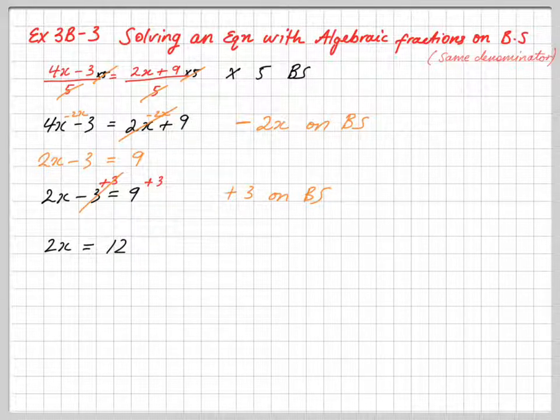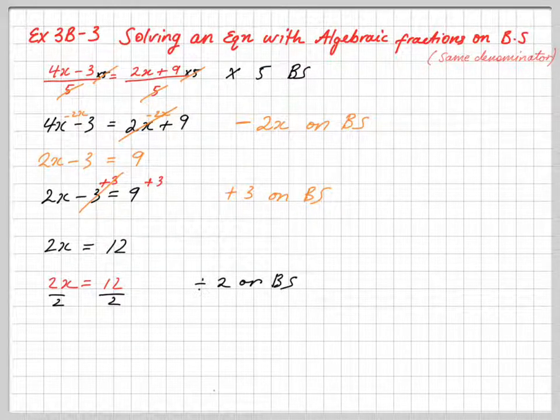But if we had to use the balance method to find x, we would divide. I'm going to just rewrite this question again. We will divide 2 on both sides. So I'm just going to write divide 2 on both sides, and as you can see, this cancels. We're left with x is equal to 6.